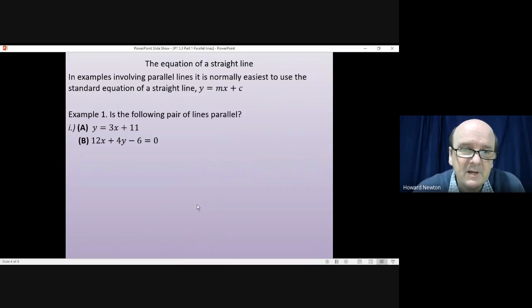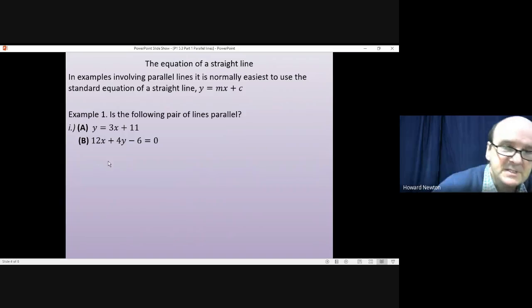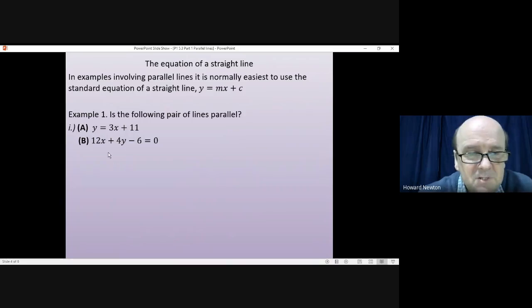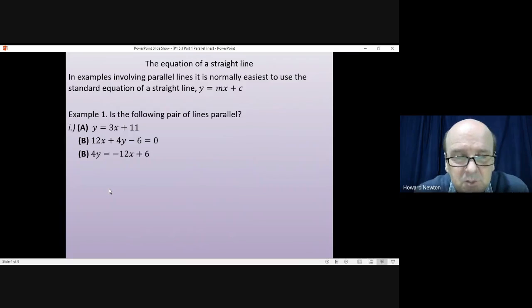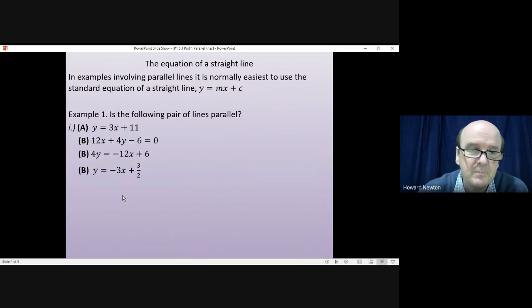Okay, let's have a look at this. Now the first line is already written in the form y equals mx plus c. The gradient of the first line must be 3. But the second line, we need to rearrange the equation of that line. So leaving the 4y on the left-hand side and moving the x and constant to the other will give us 4y equals minus 12x plus 6. And then dividing through by 4 gives us y equals minus 3x plus 3 over 2.